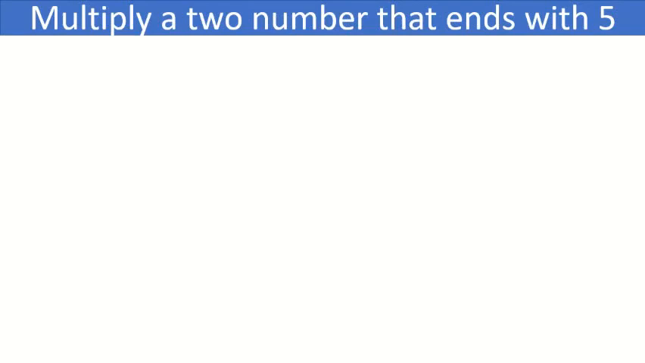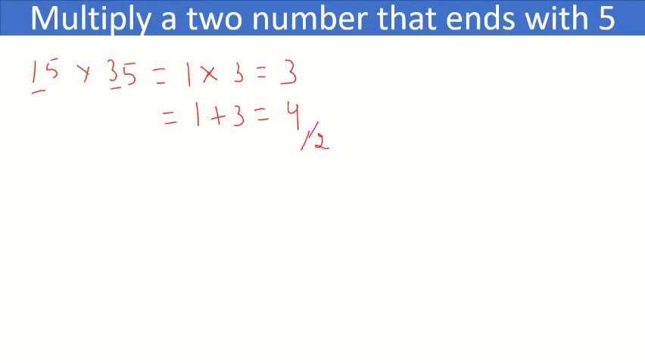Okay, here we will multiply two numbers that end with 5. Let's take one example. For example, we have to multiply 15 with 35. The first step is to multiply the leading digits of the numbers. So 1 into 3 will result in 3. In the next step, we have to find the average of the leading numbers. The leading numbers are 1 and 3. So we will add 1 plus 3, that is 4, and then find the average of it. So the average of 1 and 3 will be 2.